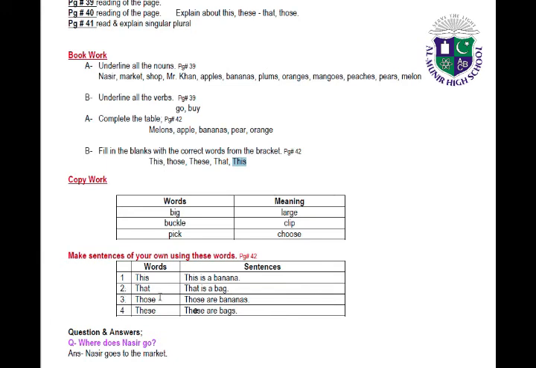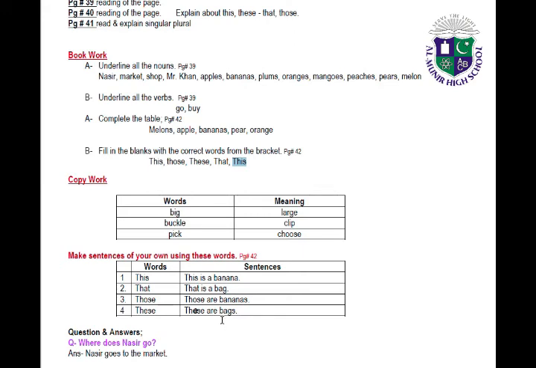And the second one is that. That is a bag. Number 3, those. Those are bananas. And the number 4 is these. These are bags.